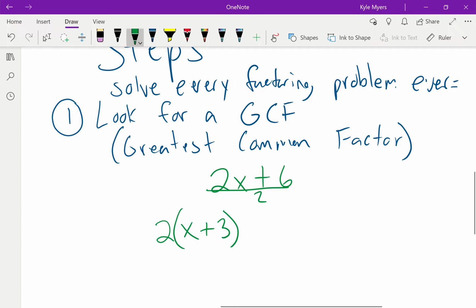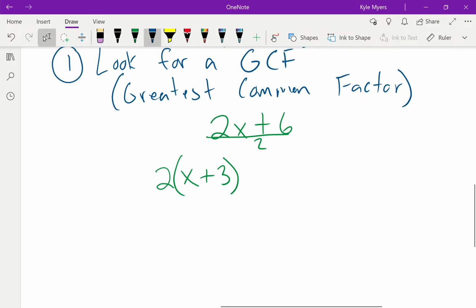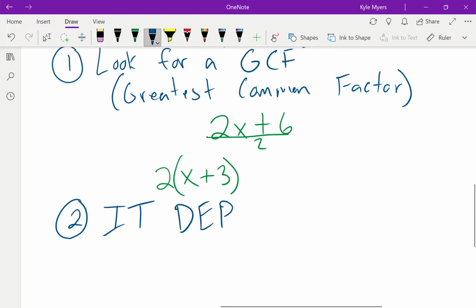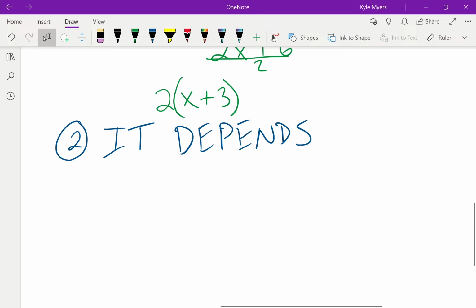Sometimes it's that easy, and then other times it's not. That brings us to step 2. Step 2 is a big "it depends." Not to be confused with the underwear. It depends on how many terms you have.